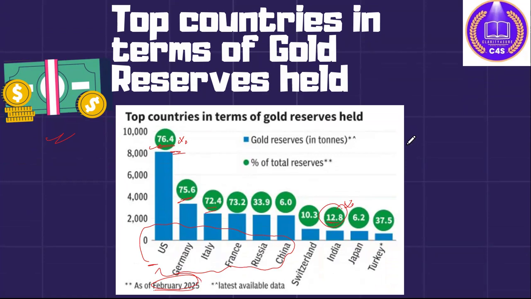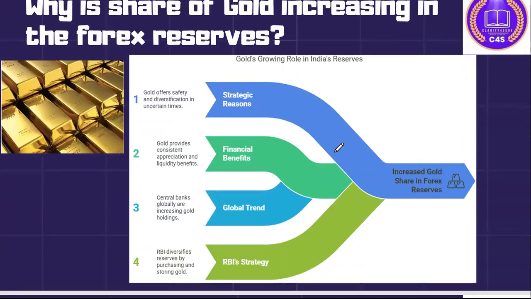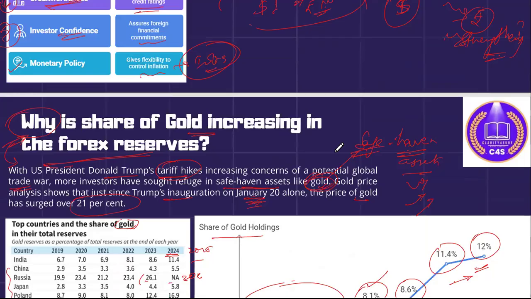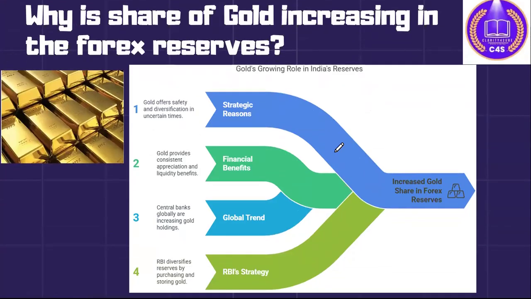And you can see the gold reserve in terms of tons, means in terms of volume, nearly 8,000 tons in the USA. However, for India, it is nearly 800 tons, right? So we will also see, in the next slide, why the share of gold is increasing in the forex reserve.